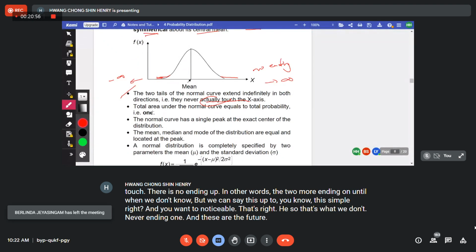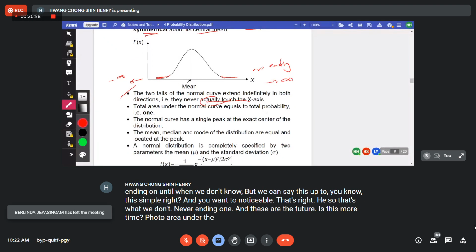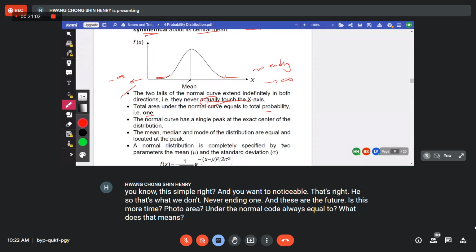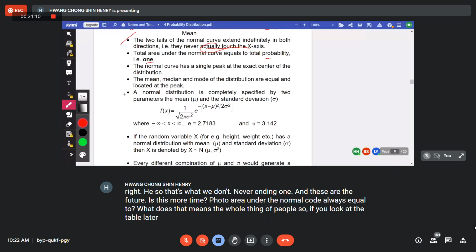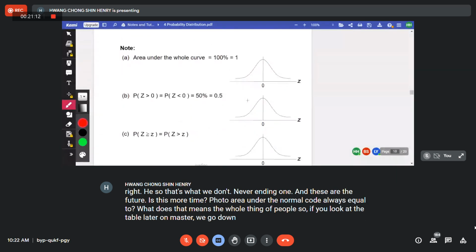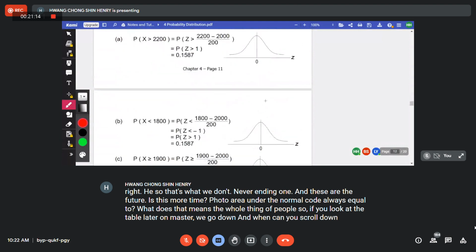More to come. Total area under the normal curve is always equal to 1. What does that mean? I told you, from left to right, the whole thing must equal 1. So if you look at the table later, we might as well go down now. Everyone, can you scroll down to your table here?